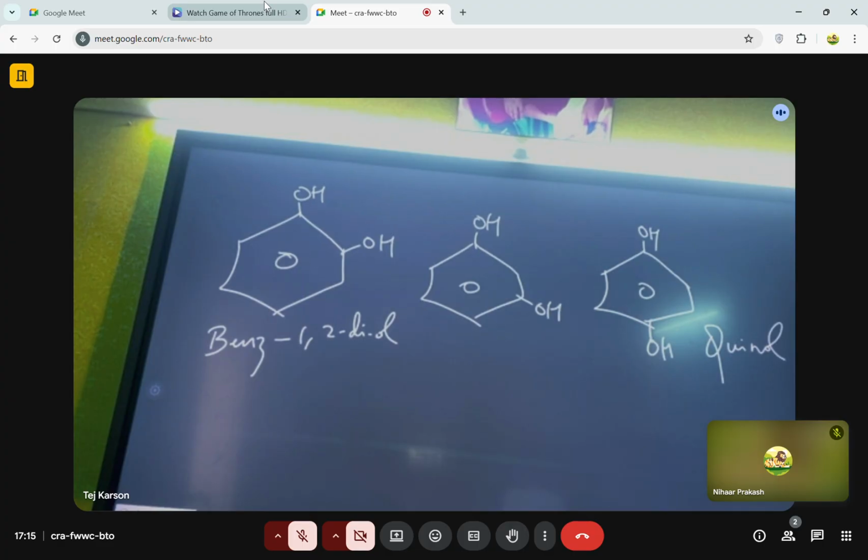Ready? Methods of preparation. Phenol. Okay, preparation of alcohols. Under the first heading, from alkenes.